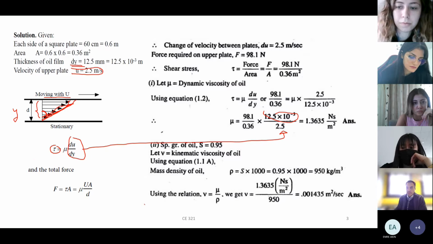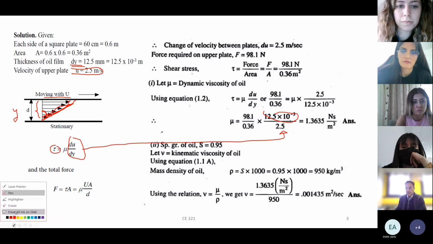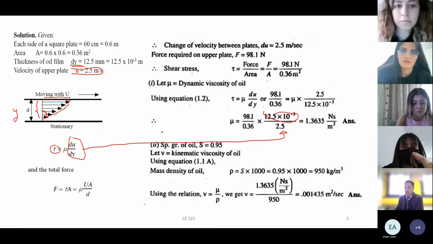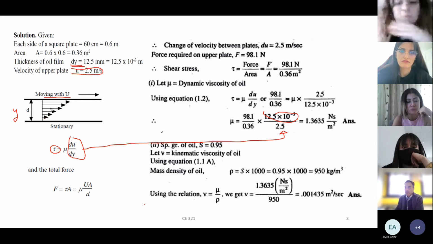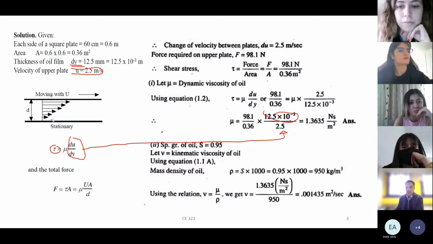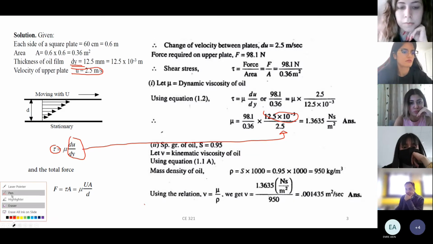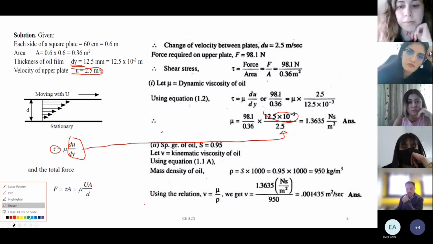Can anyone show me du over dy in this figure? I'm going to erase everything. Okay, can you show me du over dy? Okay, let's come back to the first one. Can you show u over d? Yes, you can. Let me show you u over d.